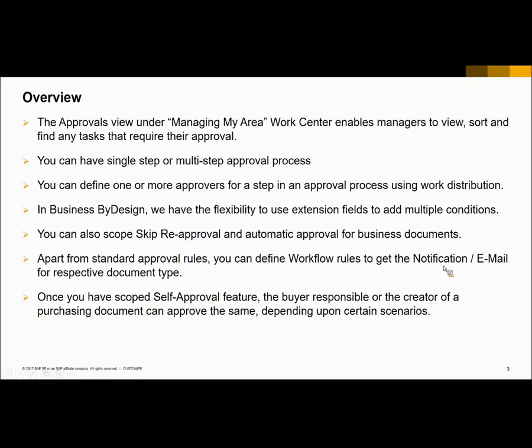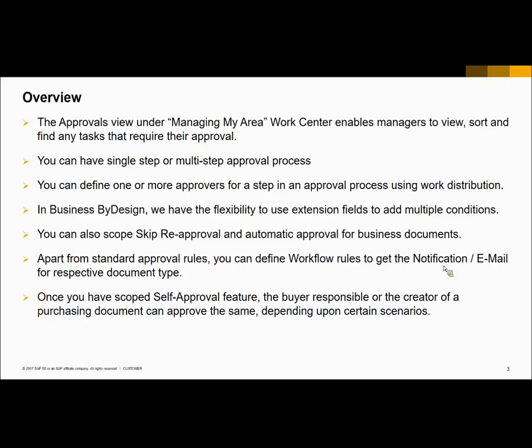Apart from these standard rules, we do have workflow rules. This is to get the notification or the email for the respective document type. So customers or partners can use the workflow rules to get the notification apart from the standard notifications they get through business task management. We do have a self-approval feature as well. In case of the employee responsible or the buyer responsible of the specific purchasing document, if the approver itself creates the document, at the time of approving the specific business task, the system will allow them to approve their own documents. So this functionality we have provided in the approval process.